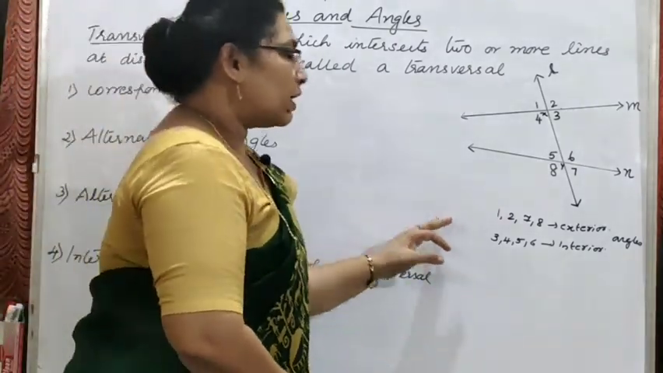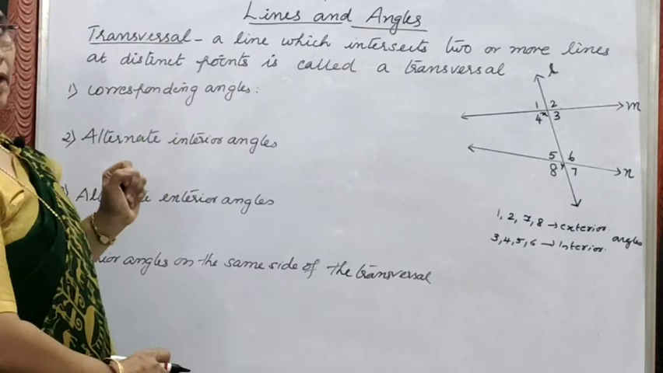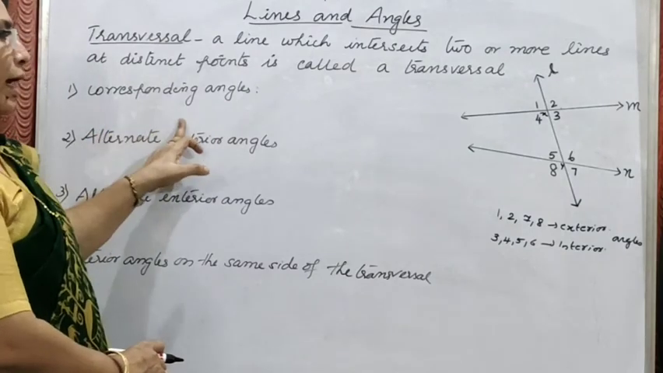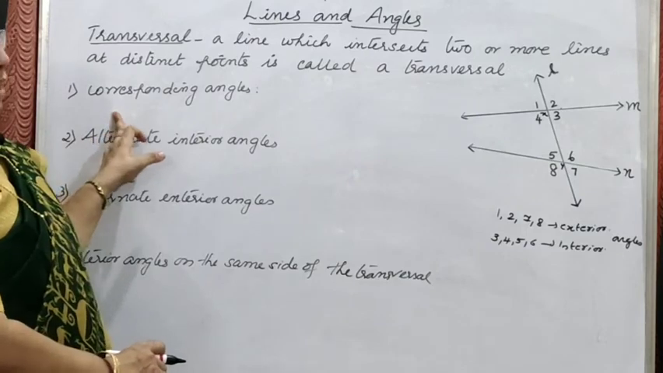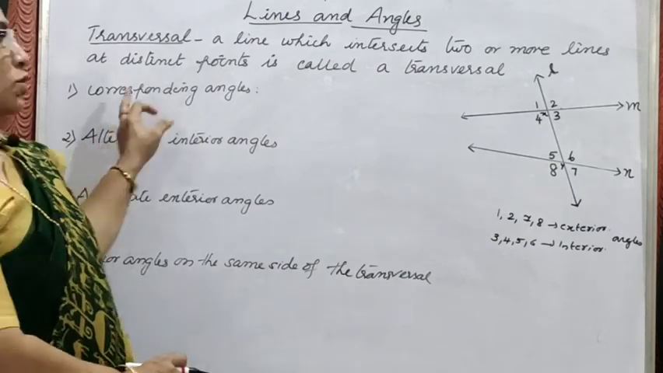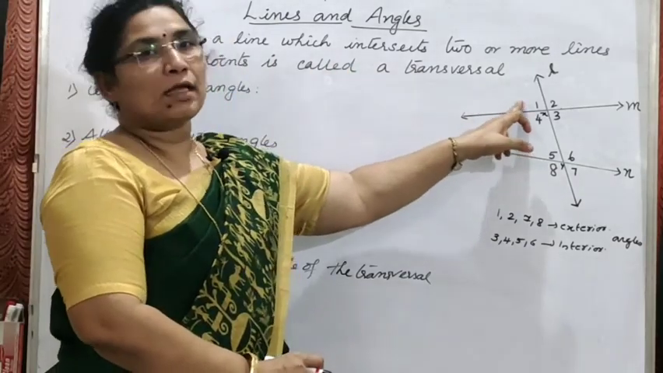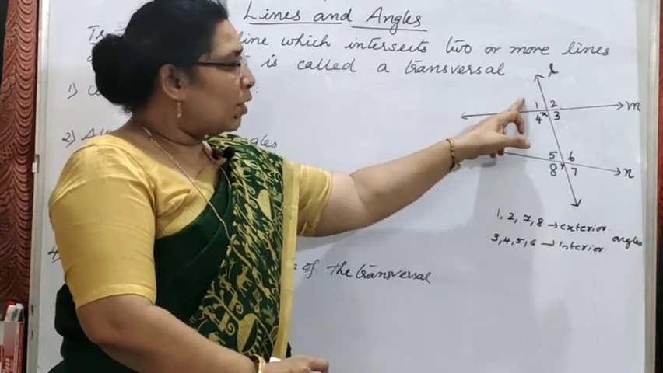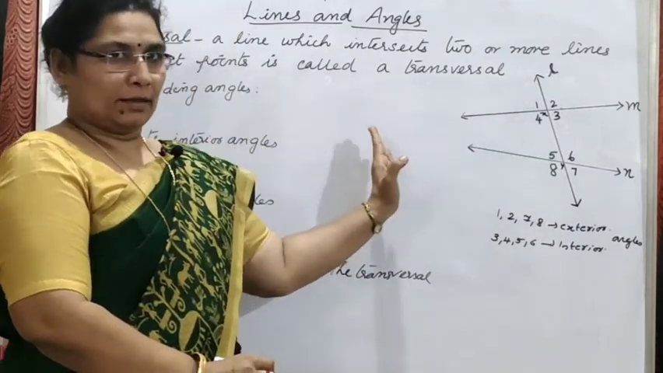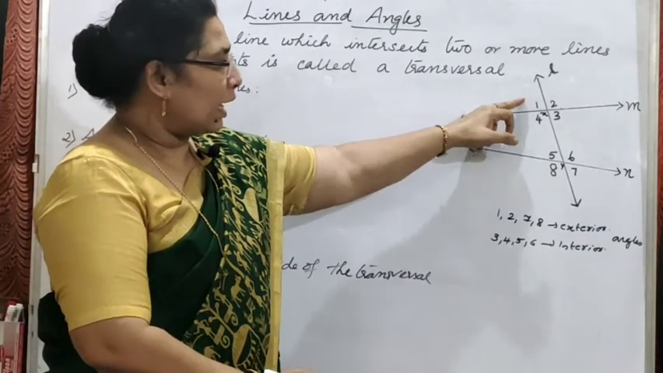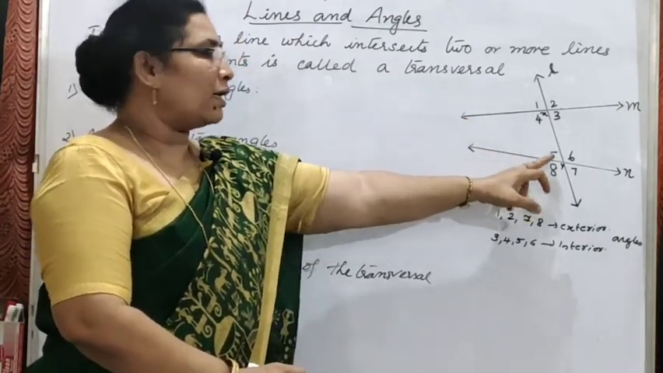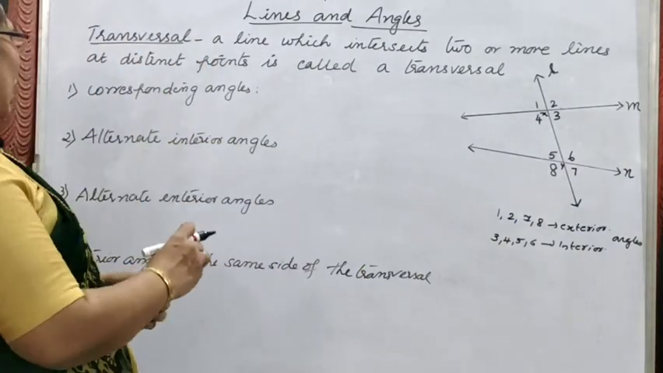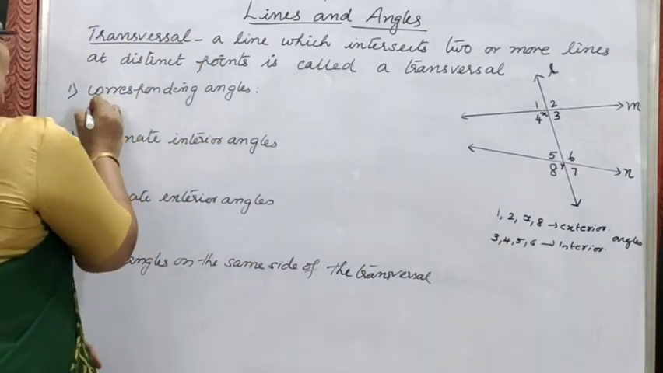And now what are the names of the other angles we have studied? Corresponding angles. Corresponding place, that is why these angles are called corresponding angles. So first I'll consider angle 1. It is above the line and on the left side of the transversal. In the same place with the second line, the angle is 5. So angle 1 and angle 5 are the first pair.